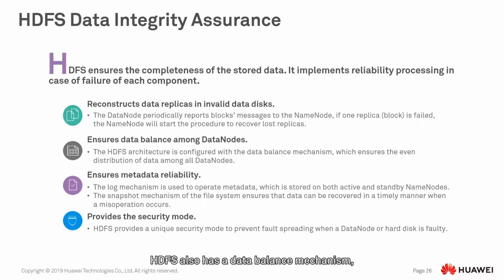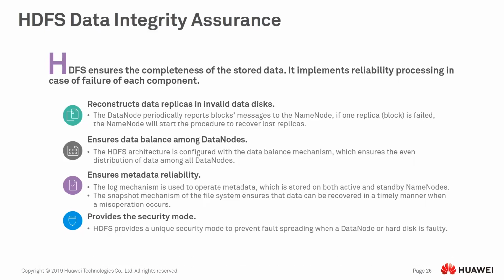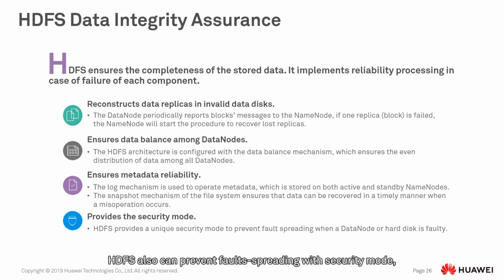HDFS also has a data balance mechanism which ensures the even distribution of data among all data nodes. Besides, metadata in HDFS is stored on both active and standby name nodes, and data can be recovered in time with the snapshot mechanism if a misoperation occurs. HDFS can also prevent fault spreading with safe mode. Data in HDFS becomes read-only, and operations such as creating or deleting a file will fail. The HDFS cluster exits the safe mode after the fault is resolved and data is recovered.